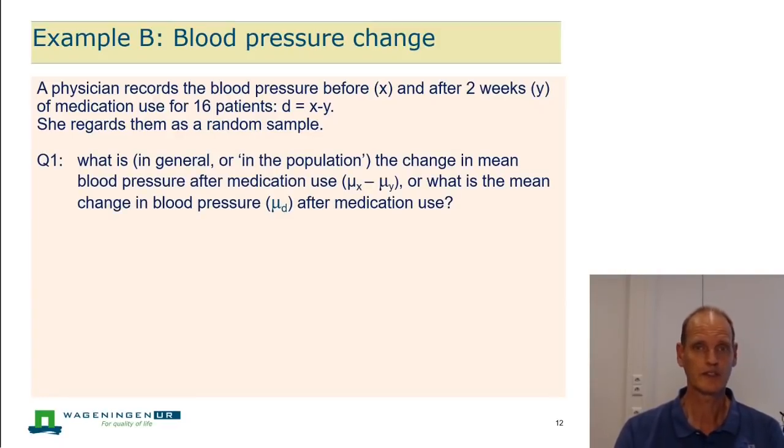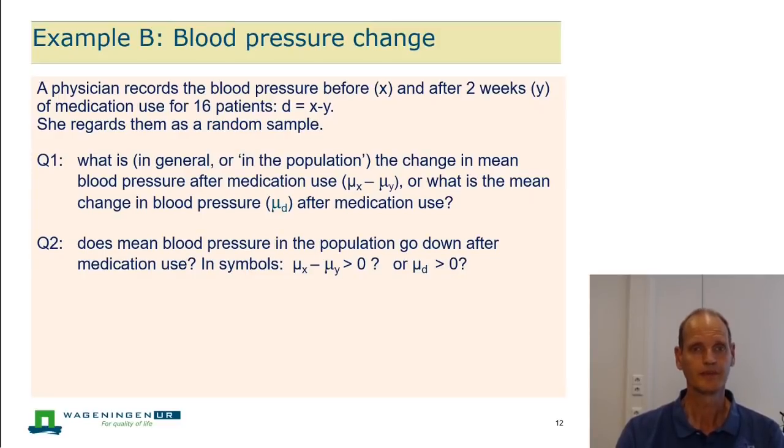First question that we could ask: what is, in general or in the population, the change in mean blood pressure after medication use? So we will look at mu x minus mu y, or what is the mean change in blood pressure, mu d, after medication use. So the first expression is the change in mean, mu x minus mu y, and the other is the mean change, mu of d. And the two are the same.